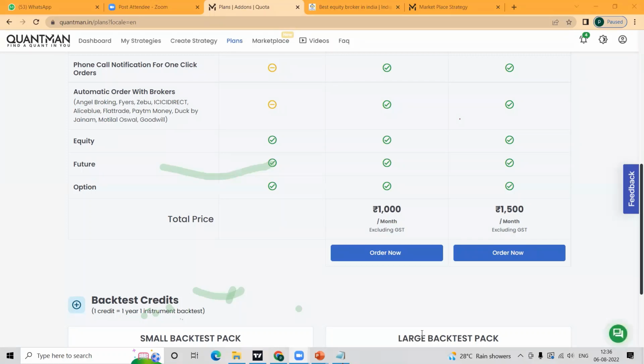You are saying that the client has to pay 750 rupees only after the 25% discount, right? Yes, sir. But GST is applicable.